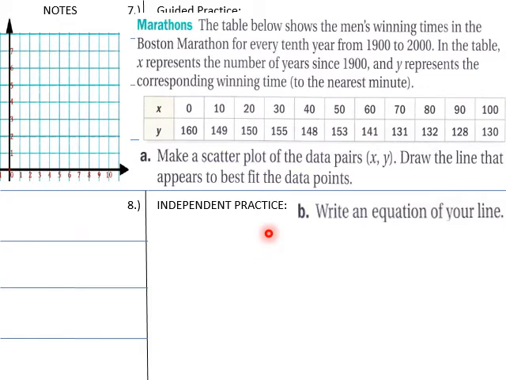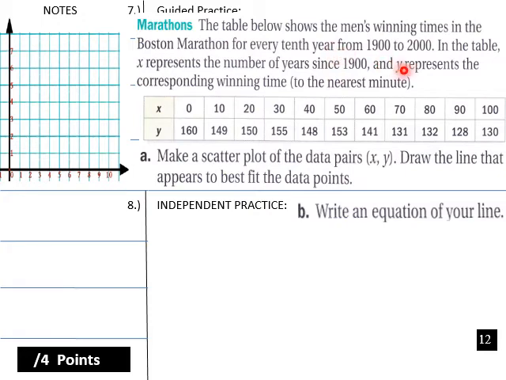Who knows? Okay, so into our guided practice, we have the Boston Marathon, held every 10th year from 1900 to 2000, men's winning times. In the table, x represents the number of years since 1900, and y represents the corresponding winning time to the nearest minute. You can see it was 160 in 1900, and it's dropped down to 130 minutes. A: make a scatter plot of the data and draw a line that appears to best fit the data points. And then B: write an equation for the line.